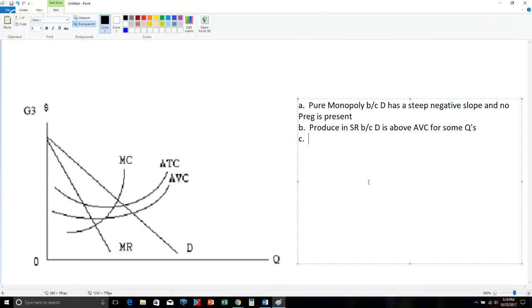We compare price to average total cost. Only demand provides prices. I repeat, only demand provides prices. I want you all to notice, here's average total cost. Demand and average total cost intersect each other.